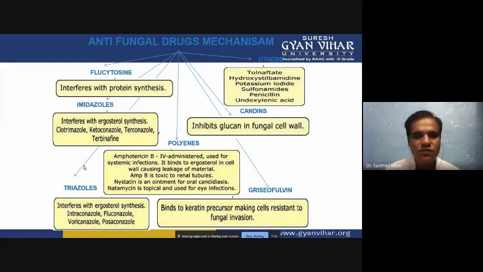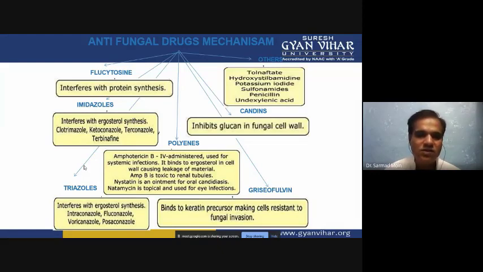Among the polyenes, amphotericin B is usually administered for systemic infection, and it binds to ergosterol in the cell wall, causing leakage of material. Amphotericin B is toxic to the renal tubules, and nystatin is used as an ointment for oral candidiasis. Natamycin is topical and used for eye infection. Then griseofulvin binds to keratin precursors, making cells resistant to fungal infection.